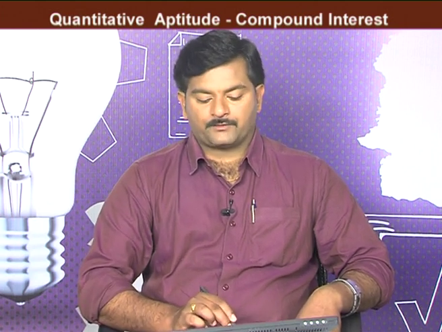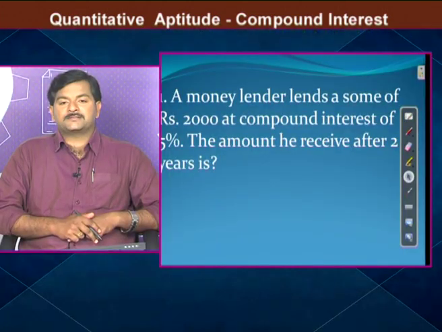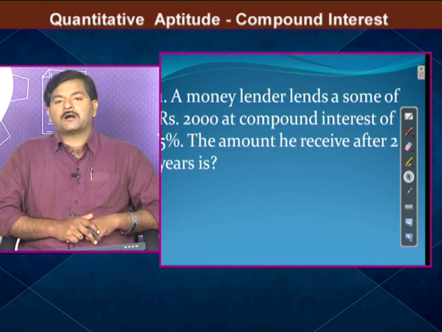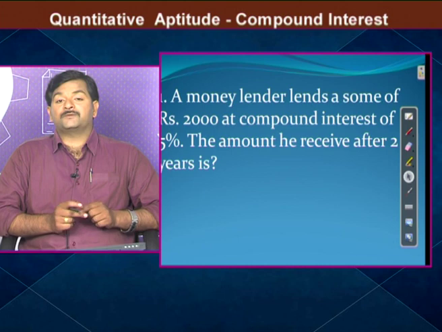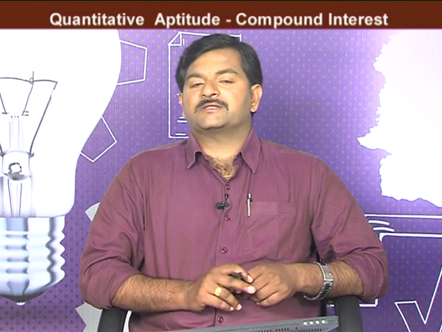Okay. So now here is the first question regarding compound interest. So what is the question? A money lender lends a sum of rupees 2000 at compound interest of 5%. The amount he received after 2 years is, he asked you to find out the amount he received after 2 years. What is given? P value given. How many rupees? 2000 rupees. Next, rate of interest given. How much? 5% given.